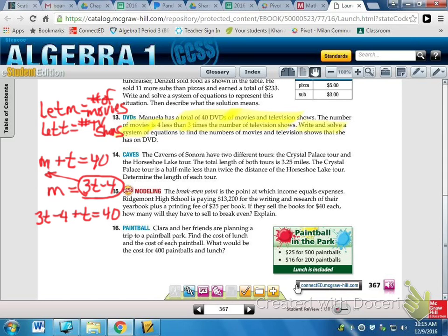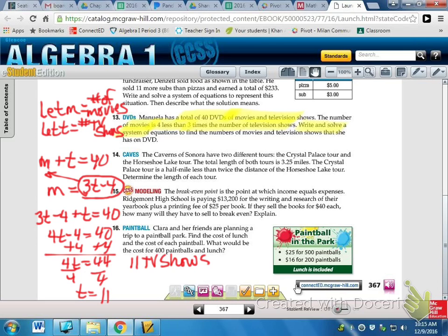So combine like terms. 4T minus 4 equals 40. Add 4 to each side. 4T equals 44. And divide by 4. So there are 11 TV shows.